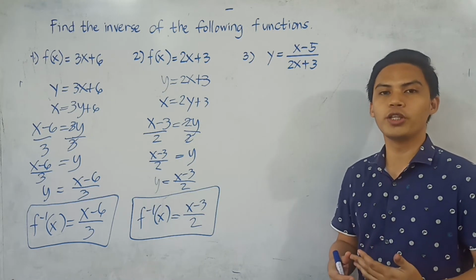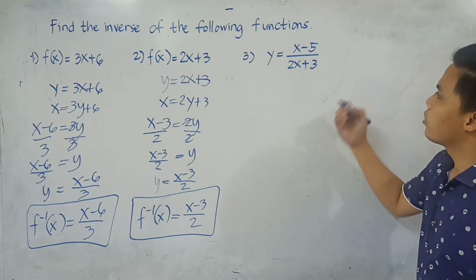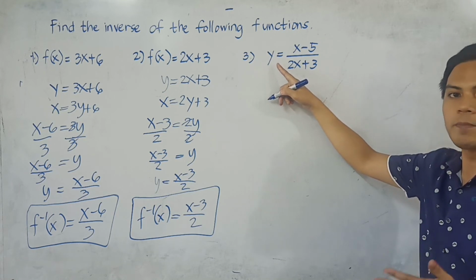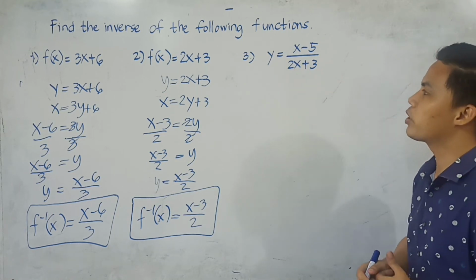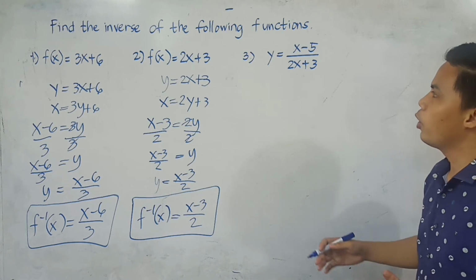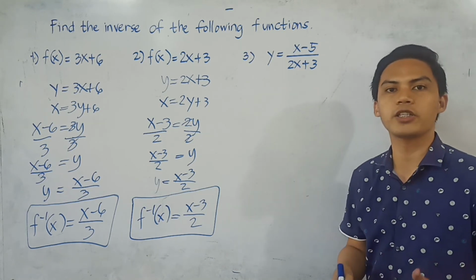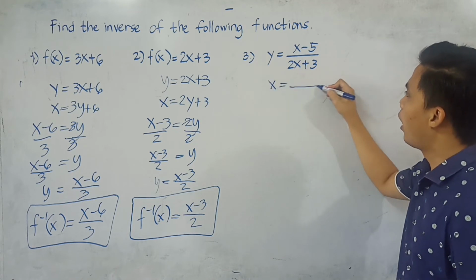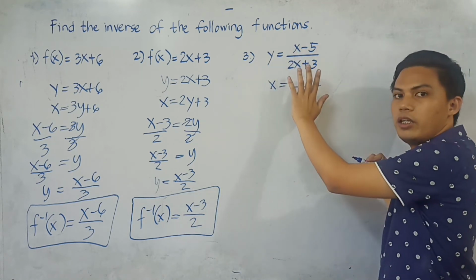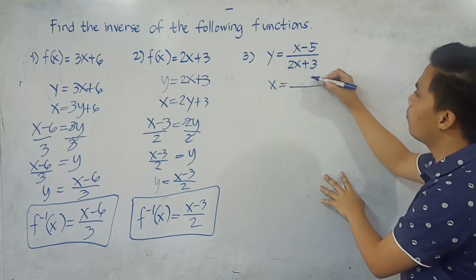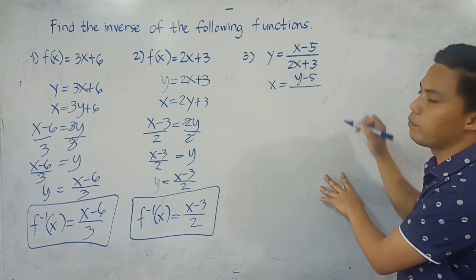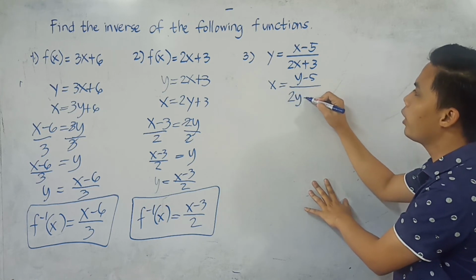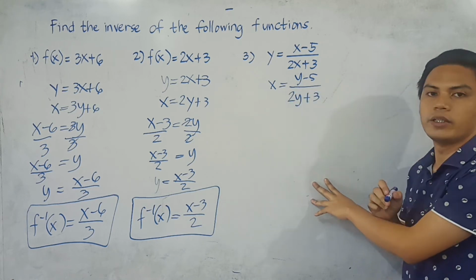Okay, how about number 3? So, since nakasulat na siya as y, so we're going to skip step number 1. We're going to proceed with step number 2. Yung sa step number 2, we're going to trade the places of x and y. So, ang y ngayon magiging x, at ang lahat ng x magiging y. So, this will become y minus 5. Then, sa denominator natin magiging 2y plus 3.